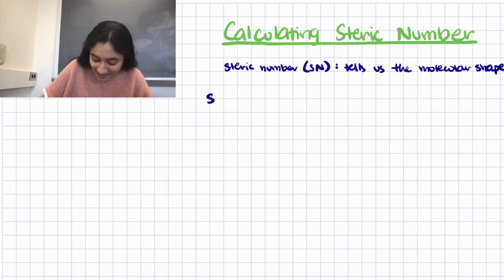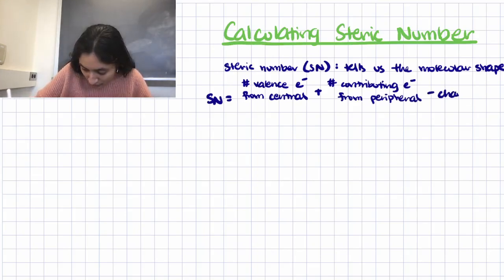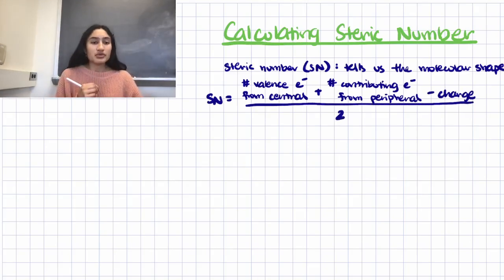The formula is steric number equals the number of valence electrons from the central atom plus the number of contributing electrons from the peripheral atoms minus the charge, over 2. So the first thing that we need to do is figure out what the central atom is and what the peripheral atoms are.